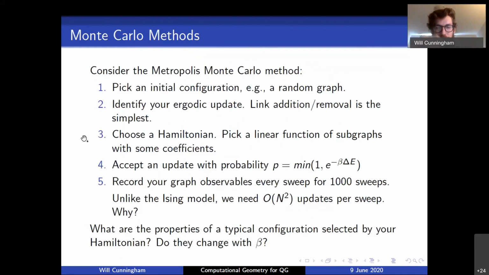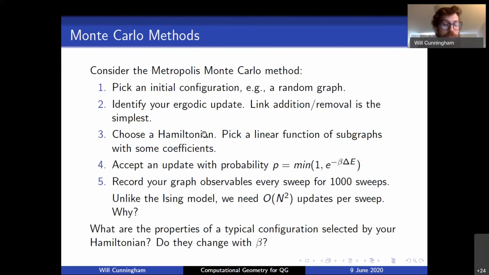So now I'm just going to very quickly describe how you would do some sort of Monte Carlo simulation of this. You're going to pick some initial configuration, for instance, a random graph. It could be a sprinkling, it could be a d-order, it could be anything you can cook up. You're going to identify your ergodic update. So link addition or removal is the simplest, in particular in the Riemannian setting. In Lorentzian setting, it's not so simple. So I don't want to focus too much on that.